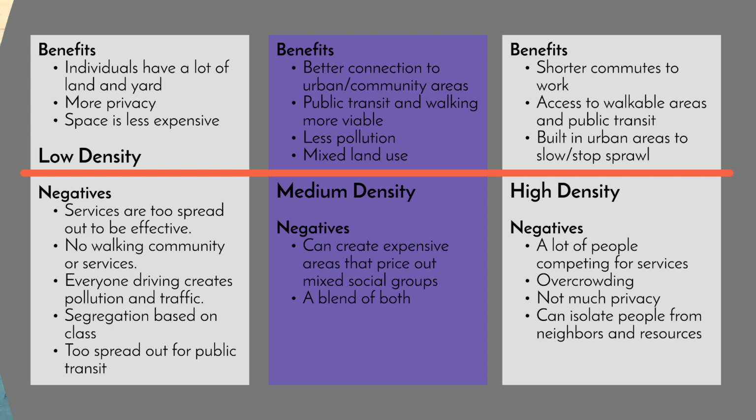So a good example of medium density housing, if you're thinking of Cambridge High School, would be the neighborhood across the street that has the houses that are fairly near each other. They are not connected. Everyone has their own home, but they are taking up less space, and they create a walkable environment where people can walk to the high school or over to Starbucks and Publix to get the things that they need. Some of the negatives are that they can create expensive areas that price out mixed social groups.